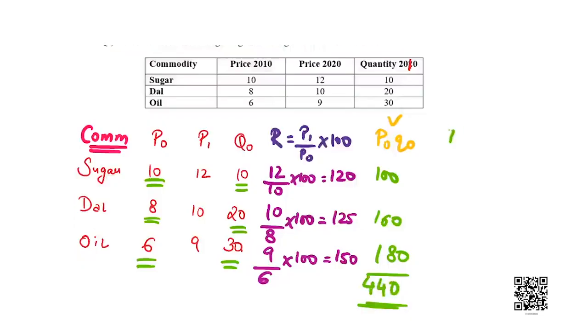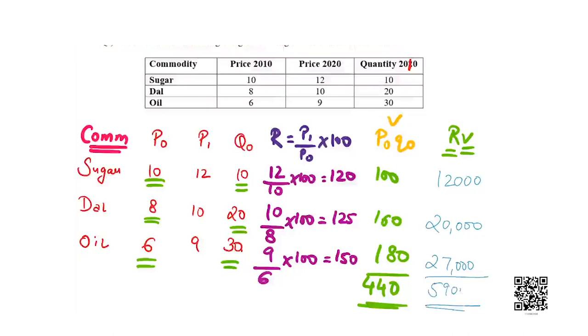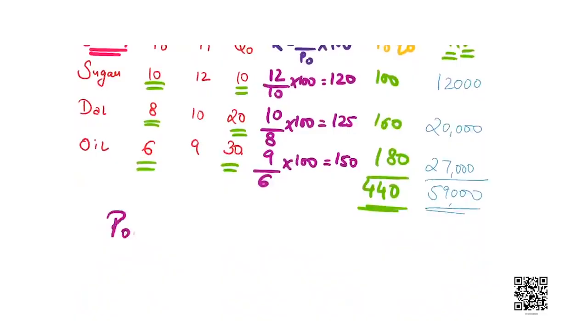Now, let us calculate RV, that is the multiplication of the values in the base year and the price relative. So we get the first value as 12,000. Then the next value is 20,000 and the last value will be 27,000. So the total of this will be 59,000.